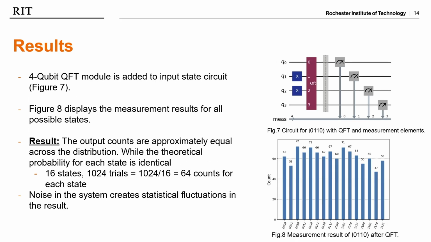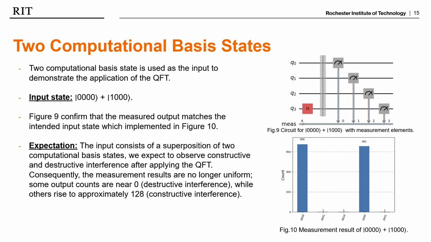What's the result? A 4-qubit QFT is added to the input state circuit. Figure 8 shows the result of the measurement with 1,024 trials for 16 states. It is expected to see 64 counts for each state, however, due to the noise, there is a fluctuation in the result. The second implementation is two computational basis states with 4-qubit QFT.